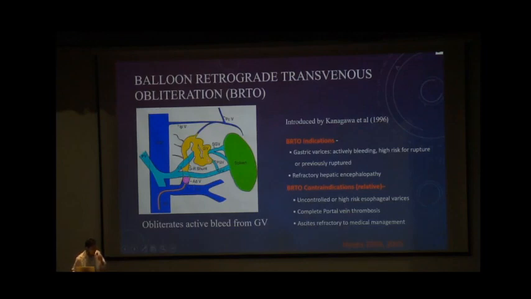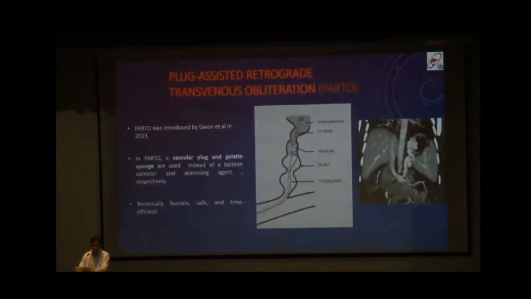and that causes the complete obliteration of gastric varices. The issue being that once this is occluded, that can also lead to a higher pressure formation, and it can increase the HVPG by close to 44%. That is the reason why there can be a higher incidence of ascites as well as esophageal varices post-BRTO. One of the other techniques that have been described is the plug-assisted retrograde transvenous obliteration.